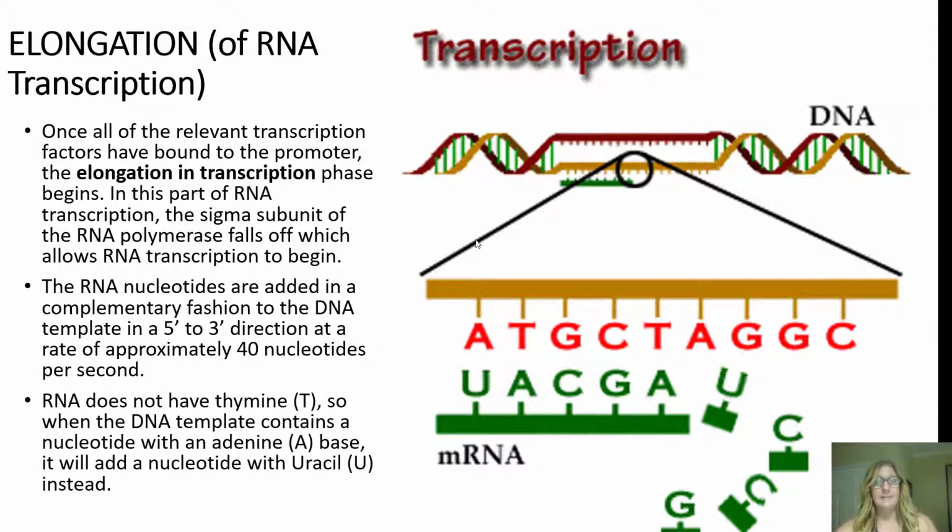Now remember, RNA does not have thymine. That's one reason why I like this figure here that I chose for you guys, because it shows the pairing here. So since RNA does not have thymine, when the DNA template contains a nucleotide with adenine, instead of getting paired with T like it normally would if it was in DNA, it will be paired with uracil instead. Here you see that abbreviated as U.